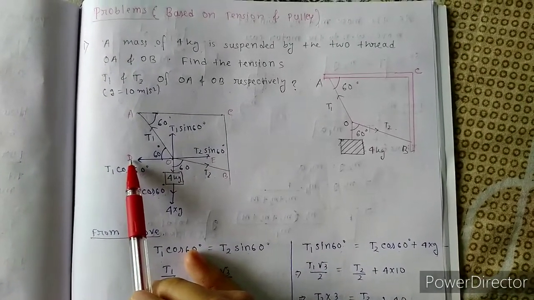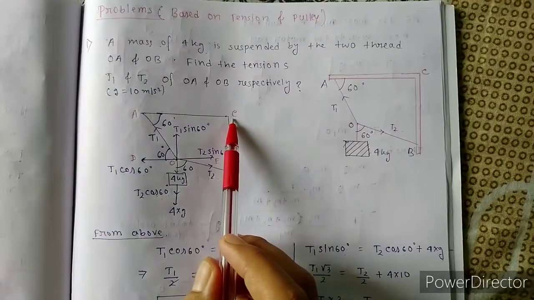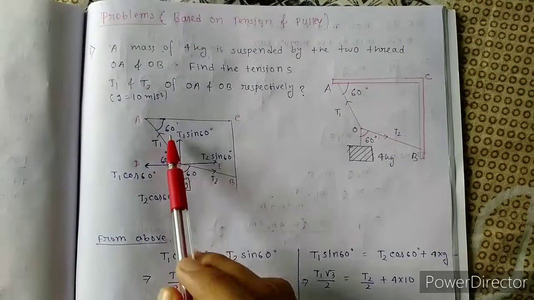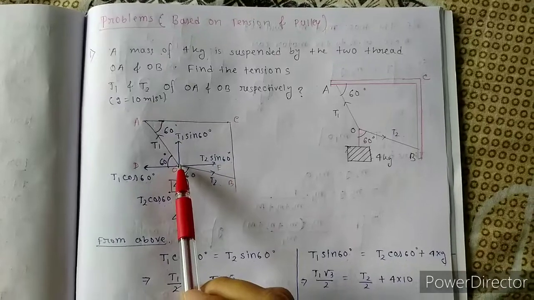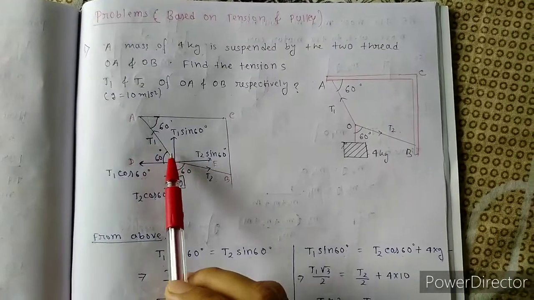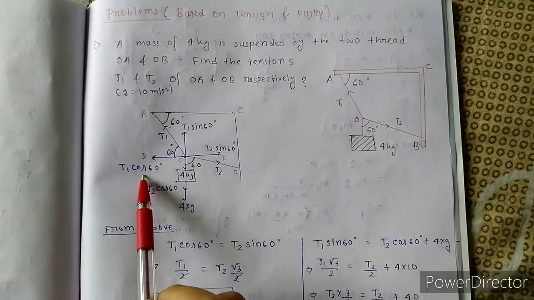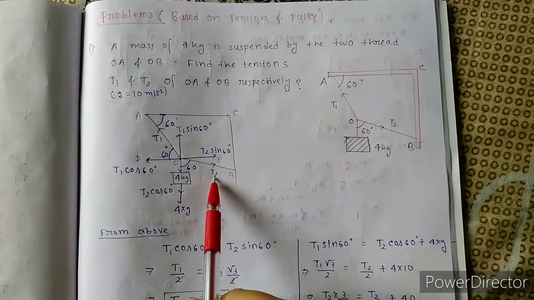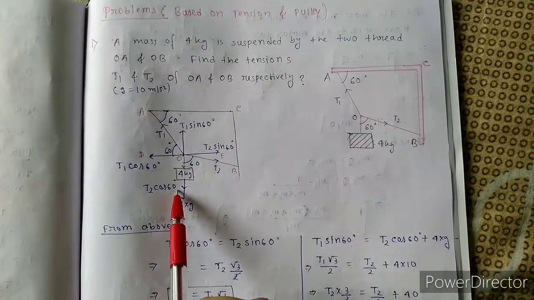If we draw the line DE parallel to AC, we can see the angles CAO and AOD are alternate angles. So these two angles are the same. Now we divide the tension T1 into two components, T1 sin 60 degrees and T1 cos 60 degrees. Similarly, we divide the tension T2 into two components, T2 sin 60 degrees and T2 cos 60 degrees.